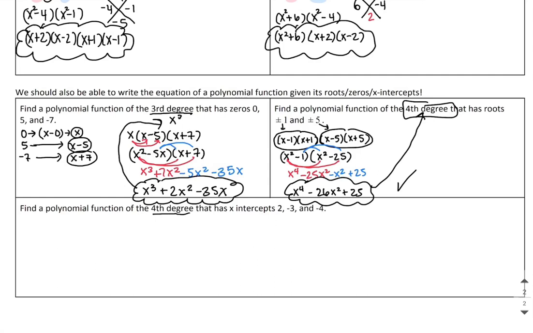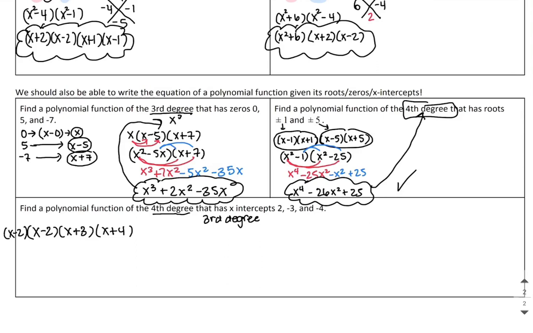All right, and then the last one is I want to find a polynomial function of fourth degree that has these x-intercepts. So I have x minus 2, x plus 3, and x plus 4. The problem is when I multiply these three together, I can already see I'm only going to get a third degree polynomial. So I need to add another factor here. But these are the only x-intercepts, so I need to pick one of those three to add. And I'm going to pick the smallest one because I like to deal with smaller numbers. So I'm going to multiply by another x minus 2.